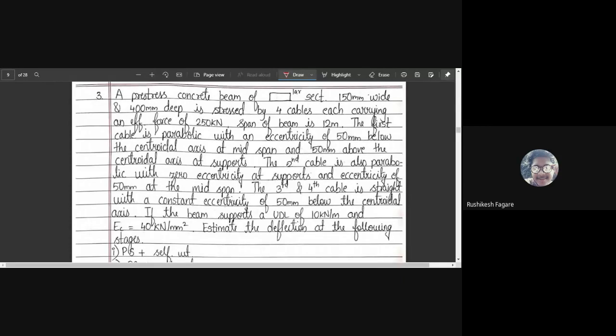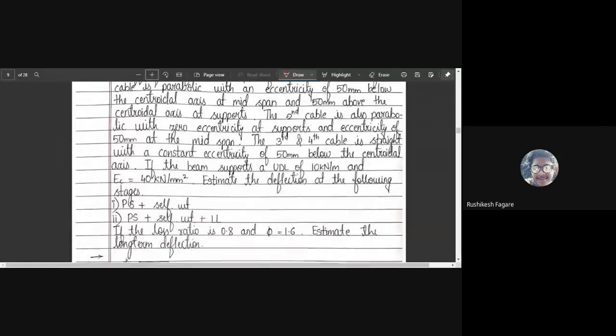The third and fourth cable are straight with a constant eccentricity of 50 mm above the centroid axis. If the beam supports a UDL of 10 kilonewton per meter and Ec is equal to 40 kilonewton per mm square, estimate the deflection at the following stages.